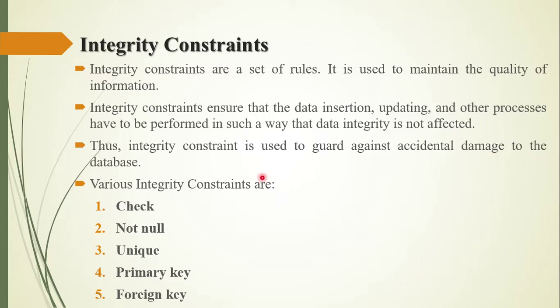So whenever we are performing any operation on the database, like insertion of data, updating of data, the database must not be damaged, okay. So integrity constraint is used to guard against accidental damage to the database, okay. So these are the integrity constraints, that is first is check, second is not null, third is unique, fourth is primary key, and fifth is foreign key. Now we will see one by one.